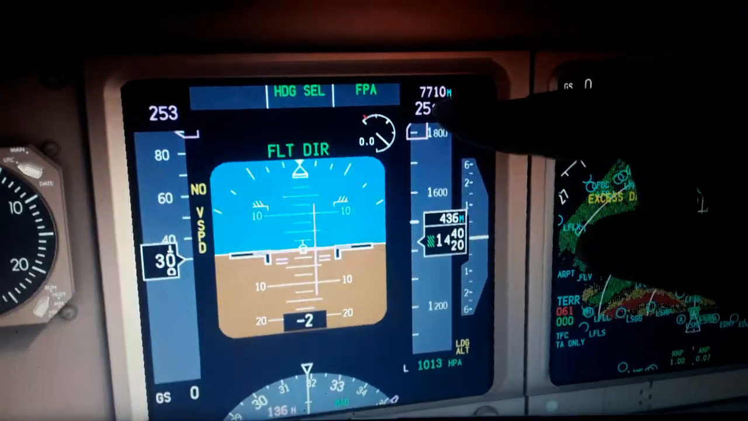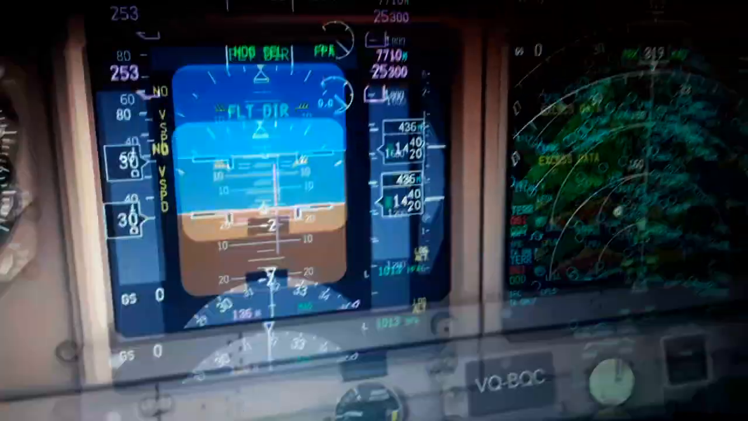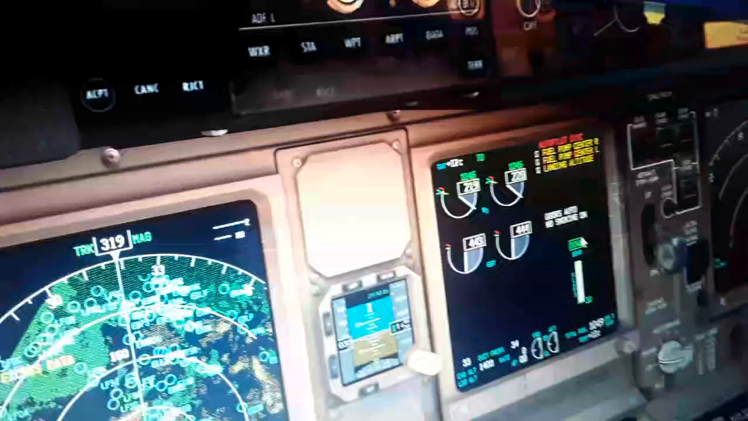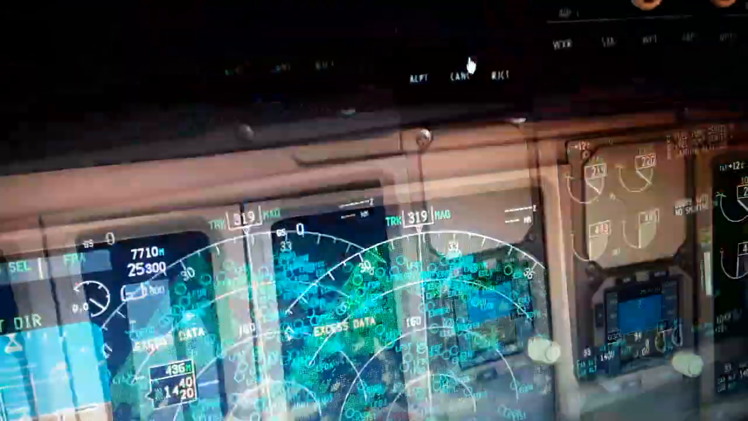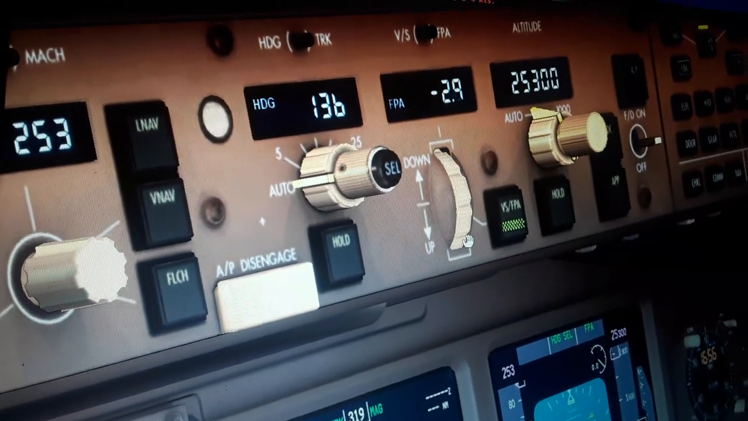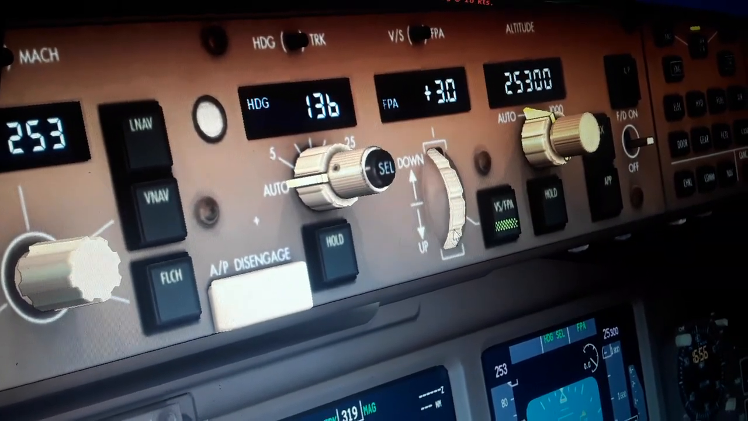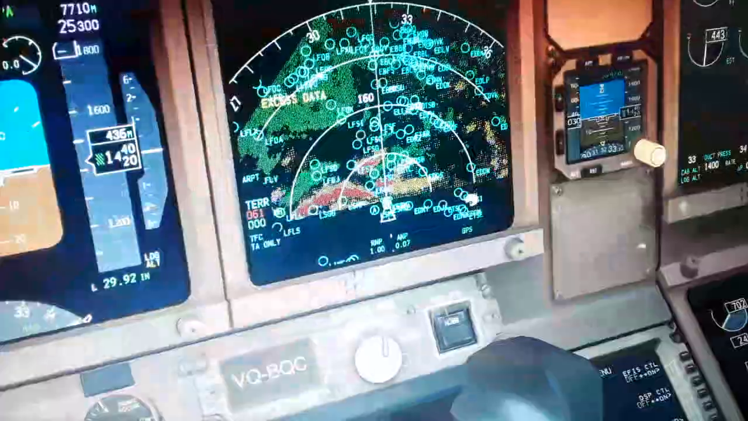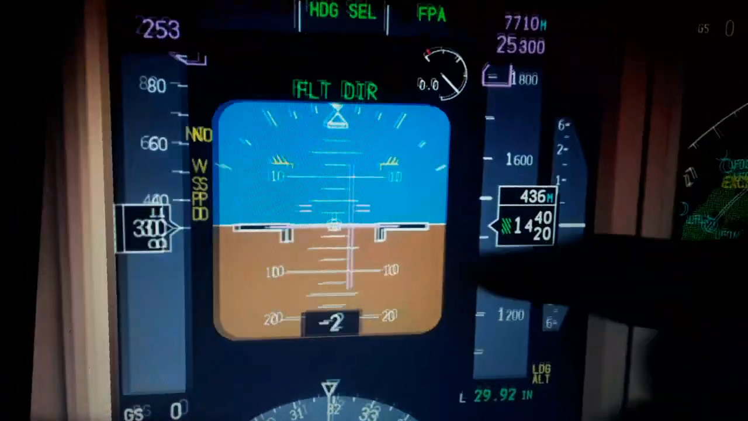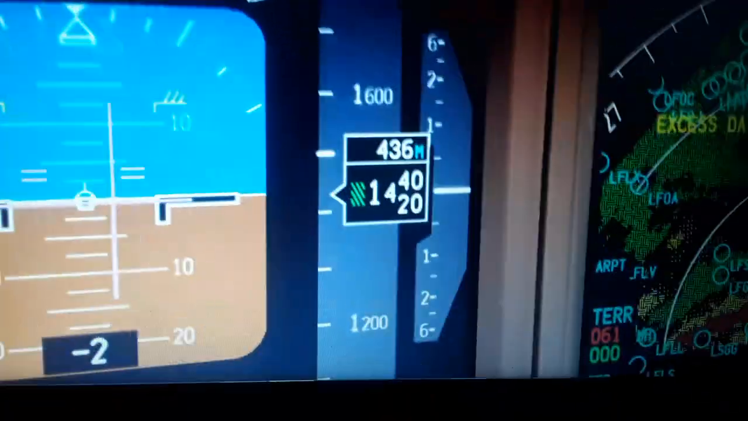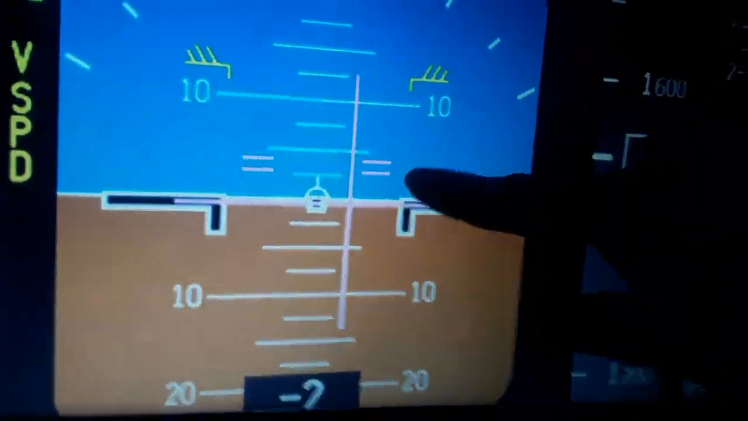35,300 feet or 7,710 meters and 253 nautical miles per hour. And we have the hectopascals. We can set inches of mercury again over here. So now we're going to set the positive, the climb. So it's plus 3.5 degrees. You would see plus 3.5 degrees between the 2.5 and the 5. So you see it's here the tick mark.